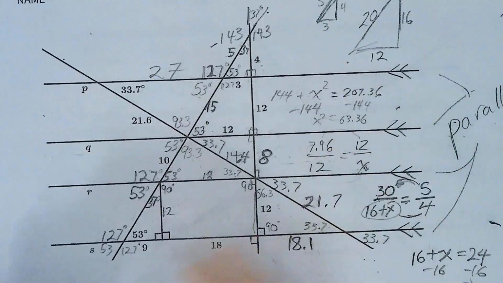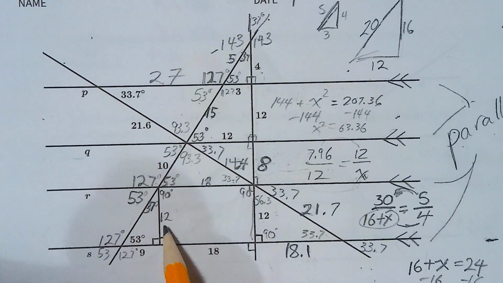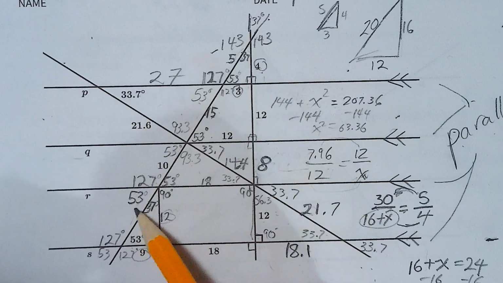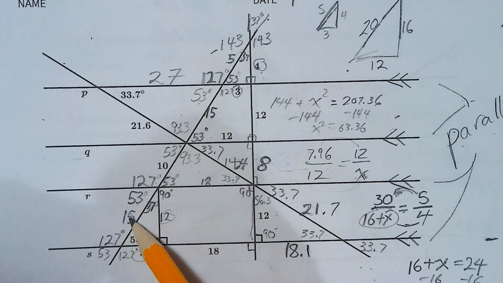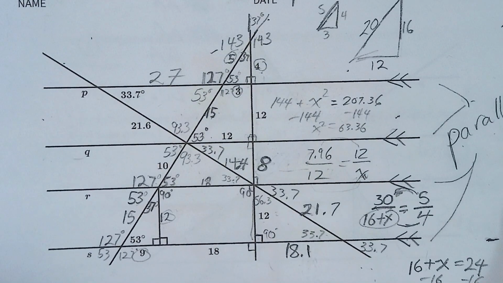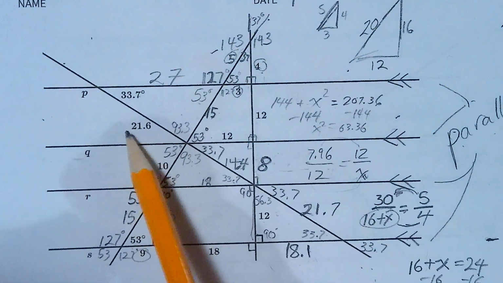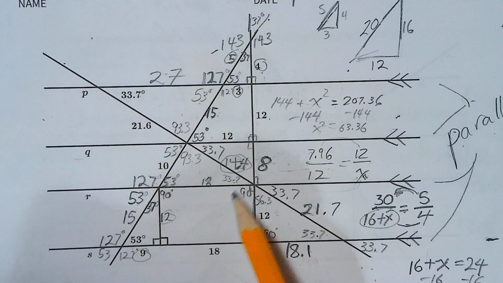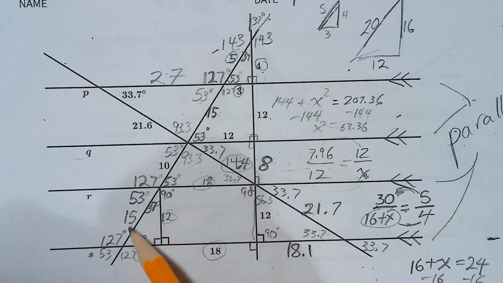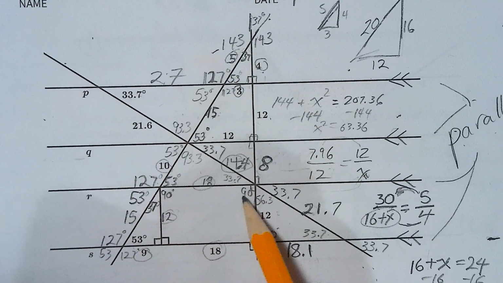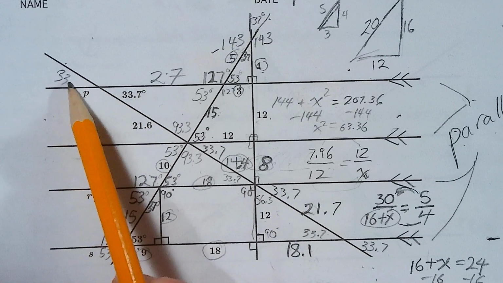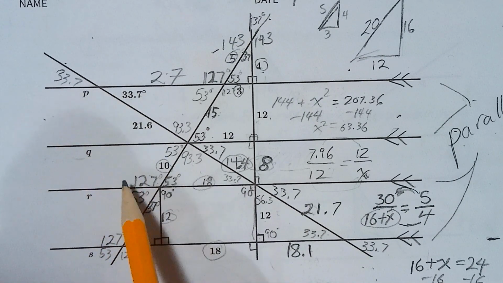I think this one's easy to get because this 9 is 3 times bigger than this, 12 is 3 times bigger than this, so this here is 3 times bigger than this. We got them. We got every angle.